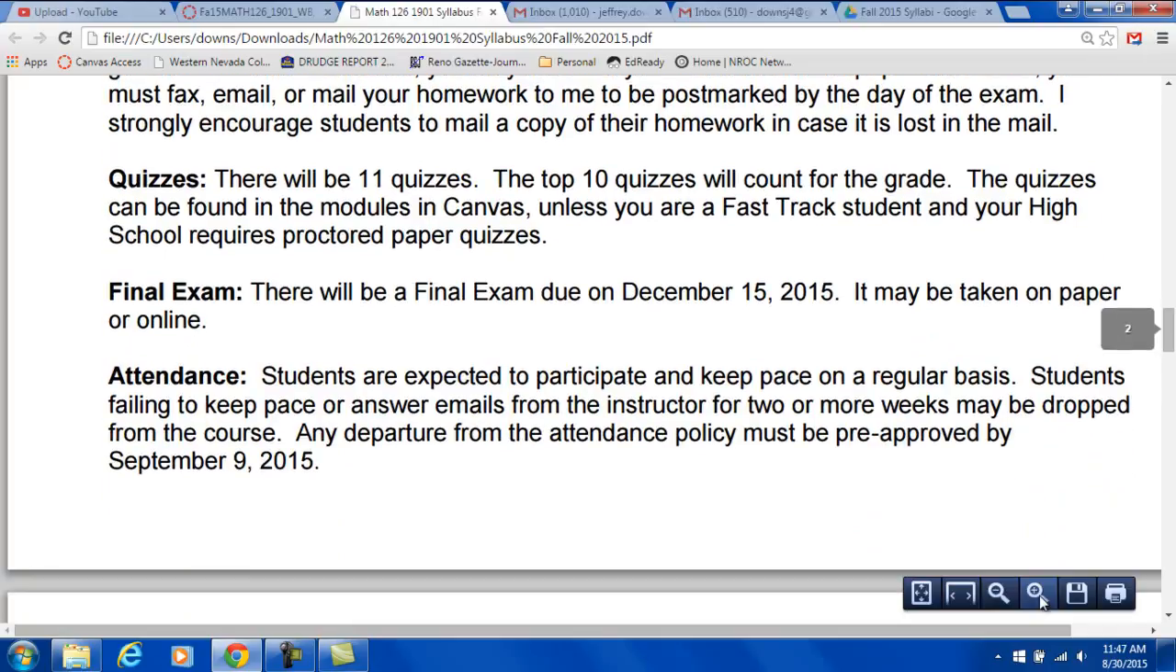Final exam will be due on December 15th, 2015. It may be taken on paper or online. And again, the same thing holds. If you are required to do paper versions, then we'll go with that.